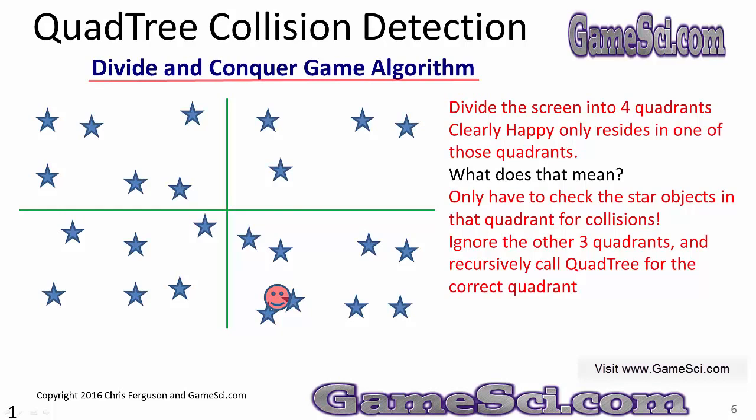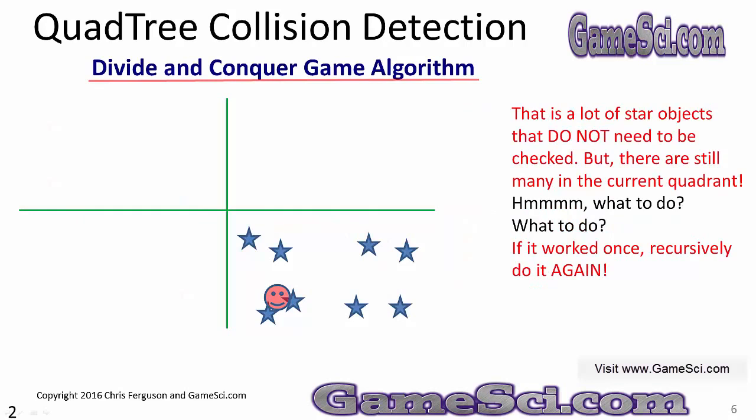I'm going to ignore the other 3 quadrants and recursively call Quadtree for the correct quadrant. I don't have to search here. I don't have to search here. I don't have to compare here. None of these need to be compared because Happy Face is in this quadrant. Recursively call ourselves for that quadrant.